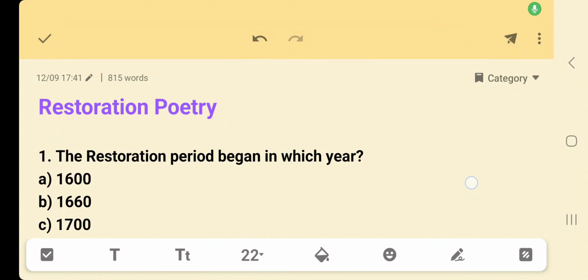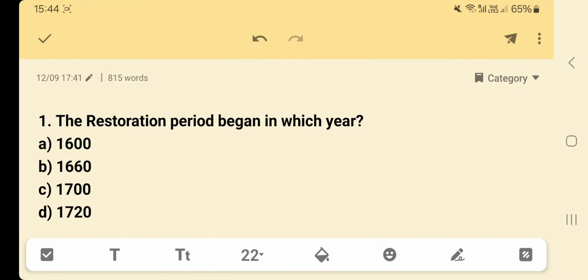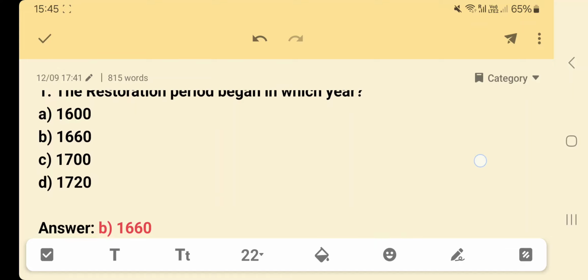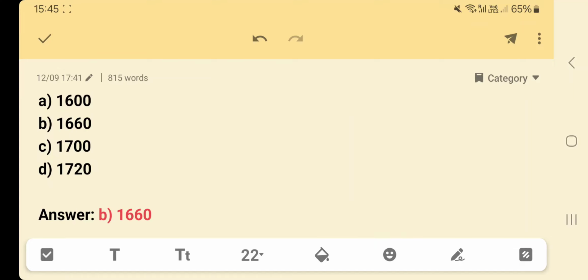Restoration poetry. The Restoration period began in which year? Option A, 1600. Option B, 1660. Option C, 1700. Option D, 1720. Answer: option B, 1660.